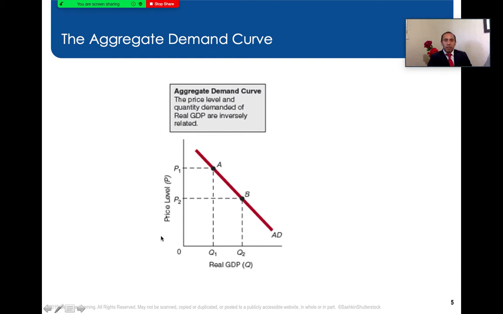So we have a simple downward sloping aggregate demand curve that expresses the relationship between the price level of all goods and services measured by real GDP and the quantity of real GDP consumed at that price level, and vice versa.